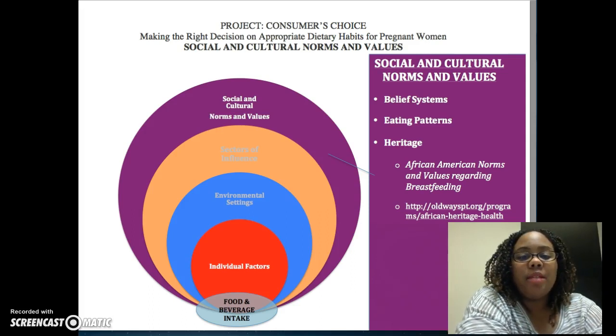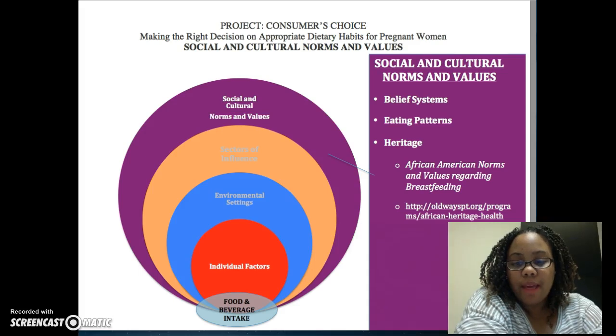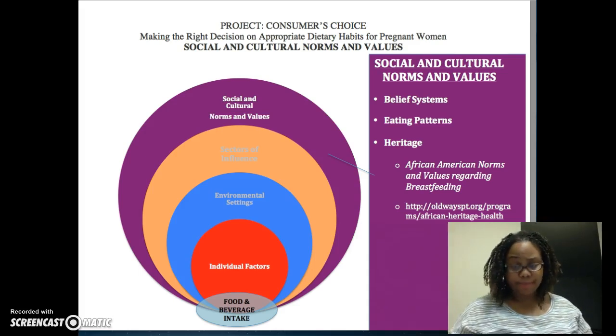So let's look at the first section. We'll look at social and cultural norms and values. In regards to making the right decision on appropriate dietary habits for pregnant women, belief systems play a role. Eating patterns, again, we talked about different cultural backgrounds that influence the eating patterns, and also heritage, African American norms and values regarding breastfeeding or pregnancy. And here was a link that our professor had provided me, and I added to the Venn diagram.